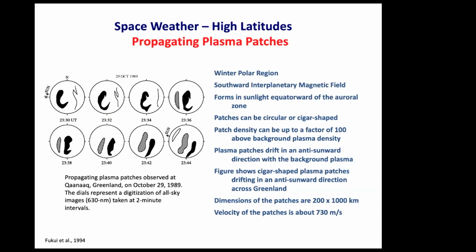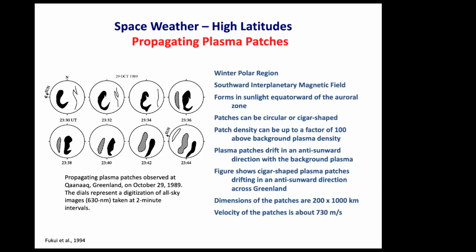The second example of a space weather feature is propagating plasma patches. Like the tongue of ionization, the propagating plasma patches appear in a winter polar region when the interplanetary magnetic field turns southward. They form in sunlight equatorward of the dayside auroral oval. Patches can be either circular or cigar-shaped. The patch density can be up to a factor of 100 above background plasma densities. The patches drift in an anti-sunward direction with the background plasma.